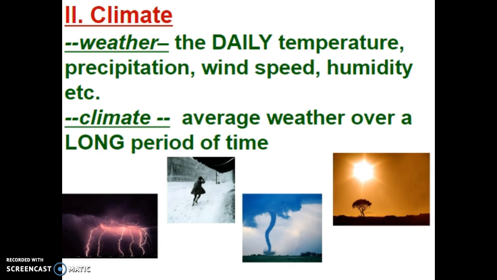So now that we know a little bit about our atmosphere, we can talk about weather and climate. Sometimes those terms are used interchangeably, but they do mean very different things. The weather is the daily occurrences of things. So it's the daily precipitation, wind speed, humidity, the day-by-day things. Once you start to average your daily weather, then you can develop a picture of the climate. So that climate is an average weather pattern over a very long period of time.